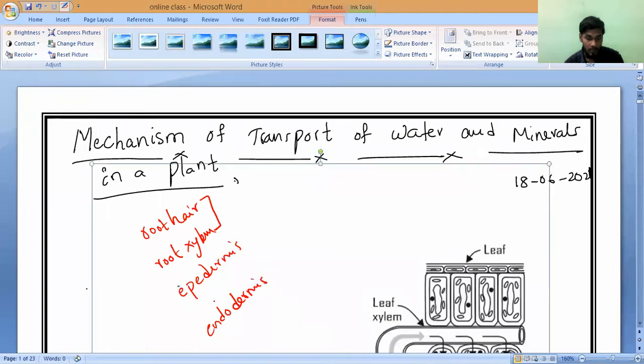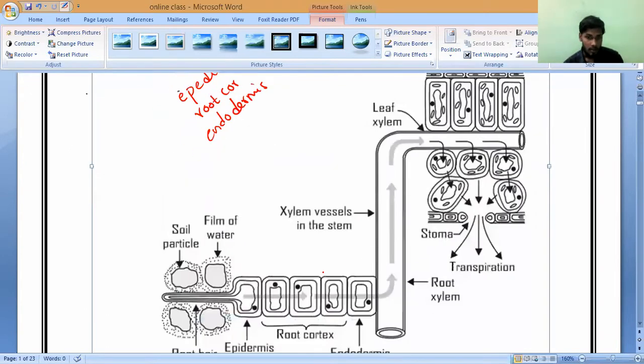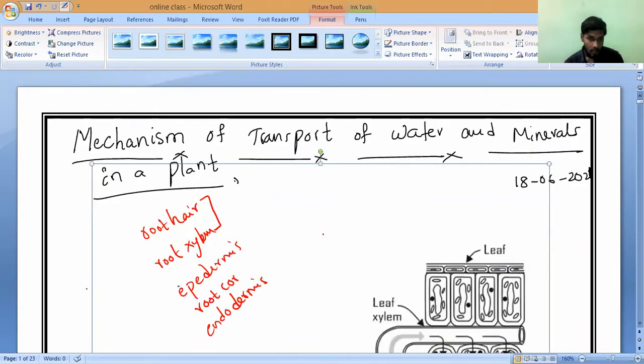Root cortex. So this is what we studied in the last class. Kevin, are you there? Absentees from yesterday.